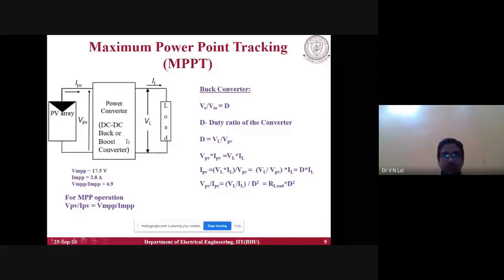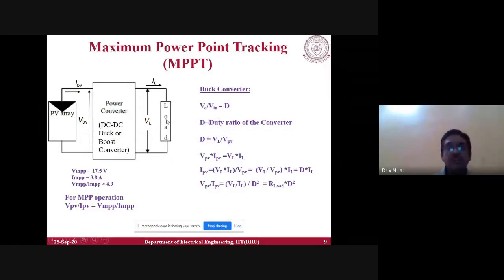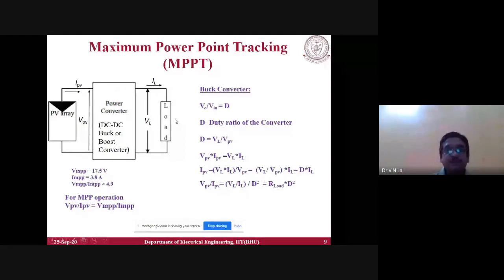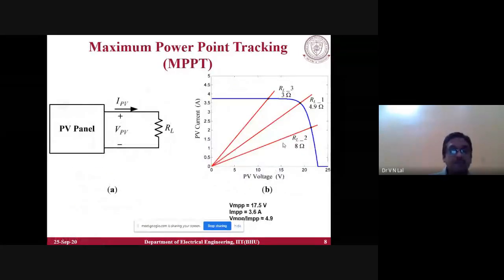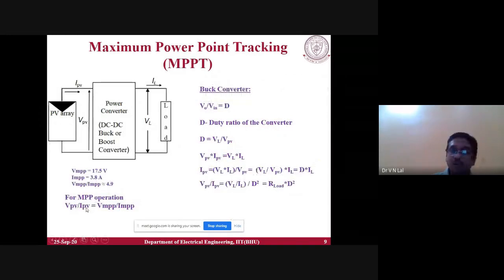So within 1 to 2 minutes, I'm just explaining how the maximum power point is possible for different types of loads. For the buck converter, again I'm repeating that for MPP operation, VPV divided by IPV should be equal to VMPP divided by IMPP. If I'm considering the same previous characteristic, this VPV by IPV should be equal to 4.9 for maximum power point operation.